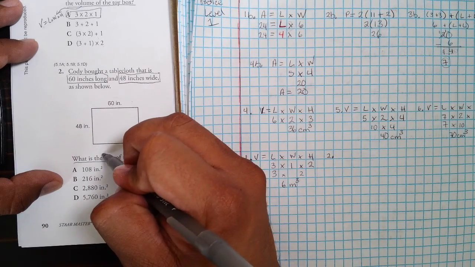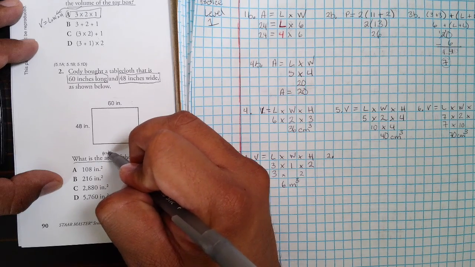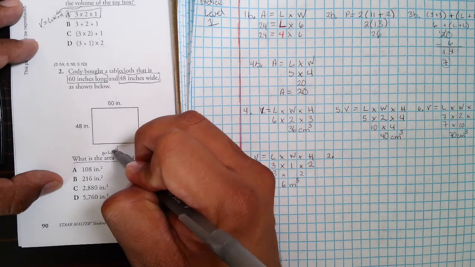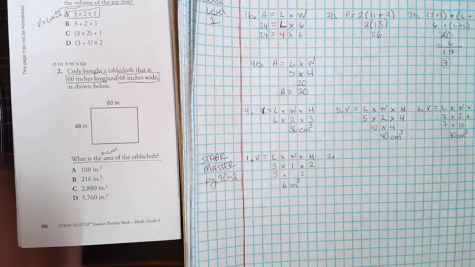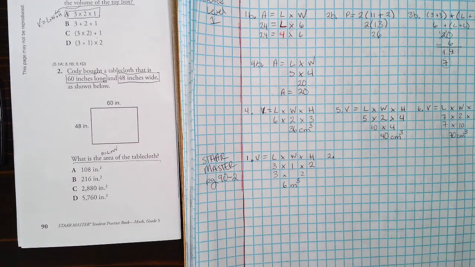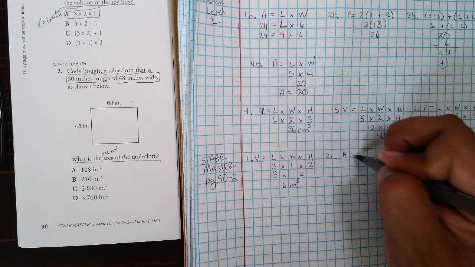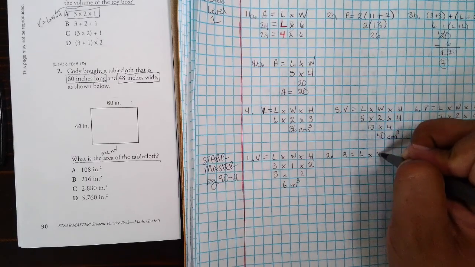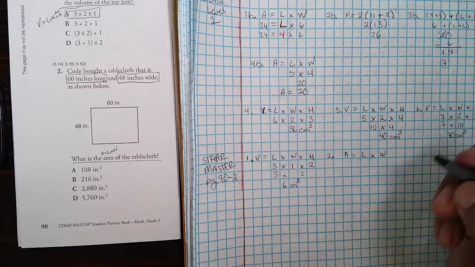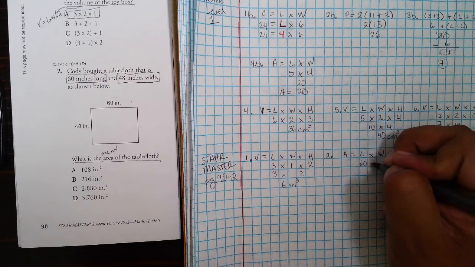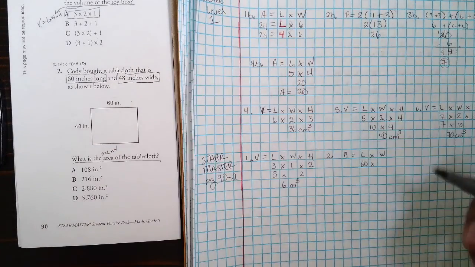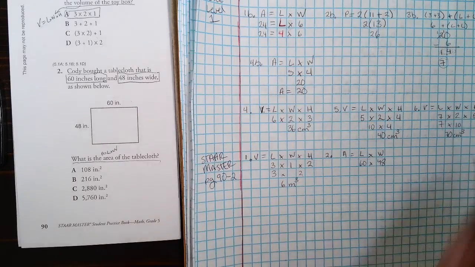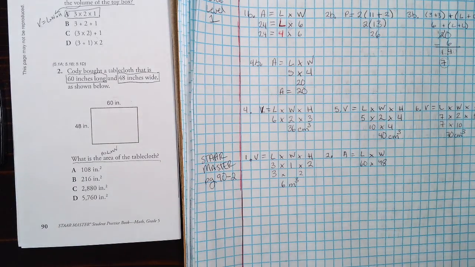What is the area? Area above it. Area equals length times width. Alrighty, so I'm going to be taking those two there. Area equals length times width. It is 60 inches long. 60 times 48. Find my area. Go. 30 seconds.